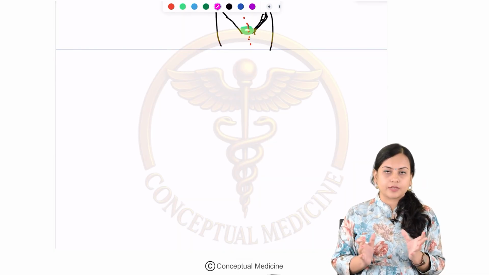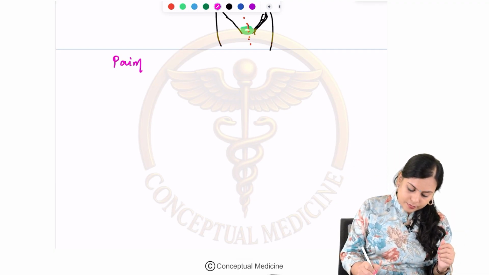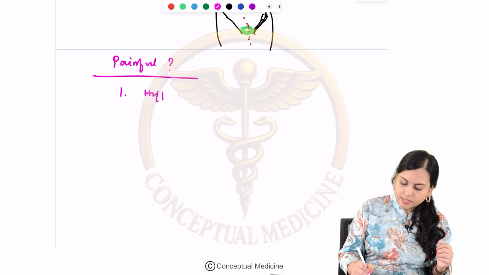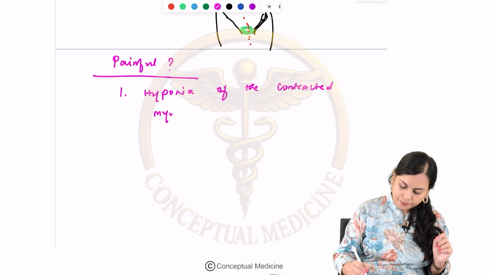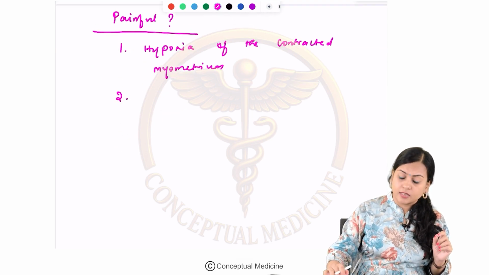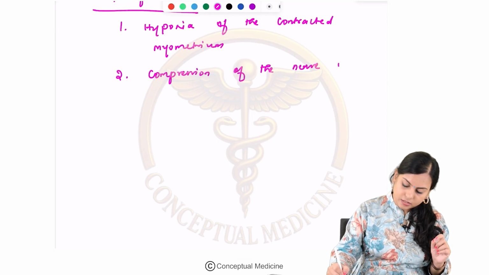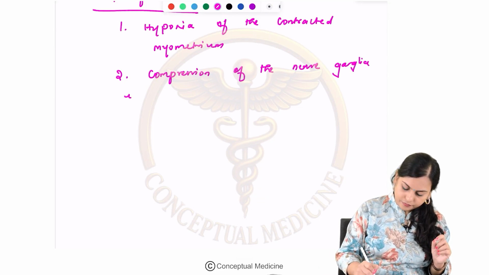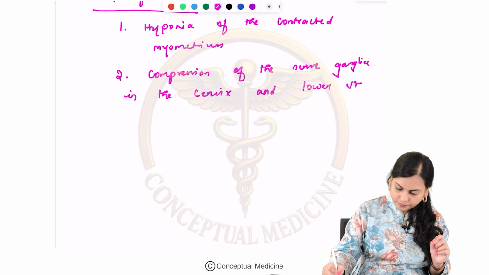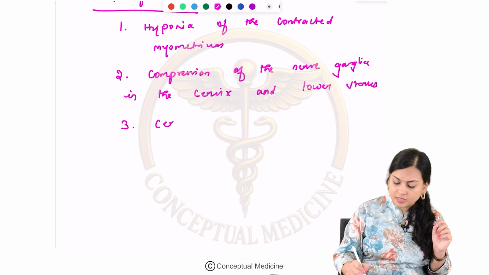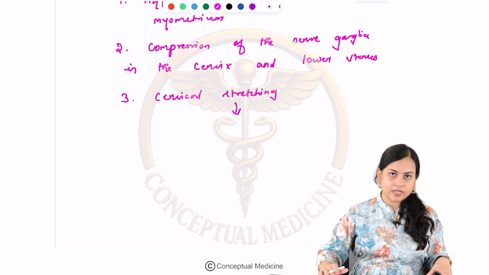And also we know most of the times the uterine contractions are going to be painful. Now, why are these uterine contractions painful? See, the reasons may include, number 1, there is hypoxia of the contracted myometrium. Second one, there is compression of the nerve ganglia in the cervix and lower uterus. And number 3, there is cervical stretching because of the uterine contraction. Do you accept that? Yes.